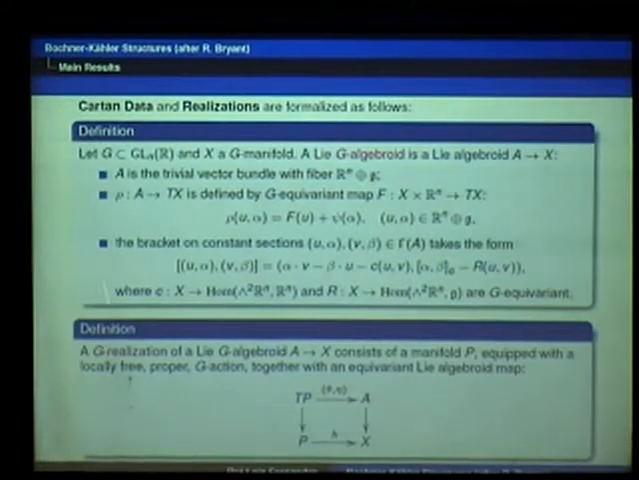And then I will say that the G-realization is just a manifold with a locally free proper G action together with an equivariant Lie algebroid map to A. And that map will necessarily be of this form where this is a coframe.